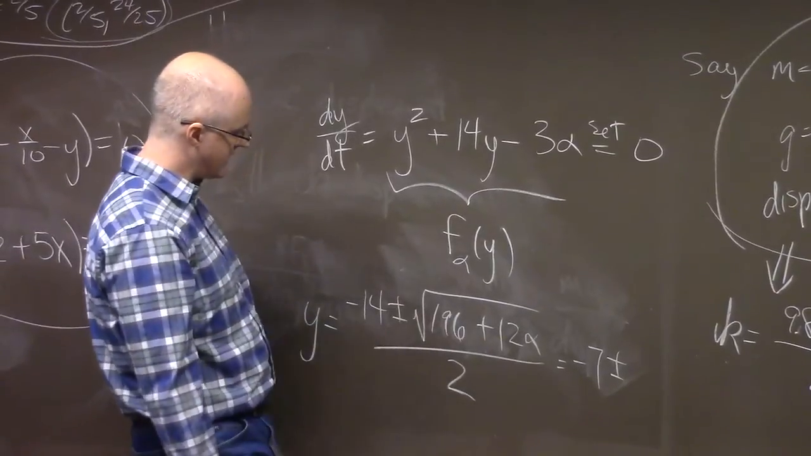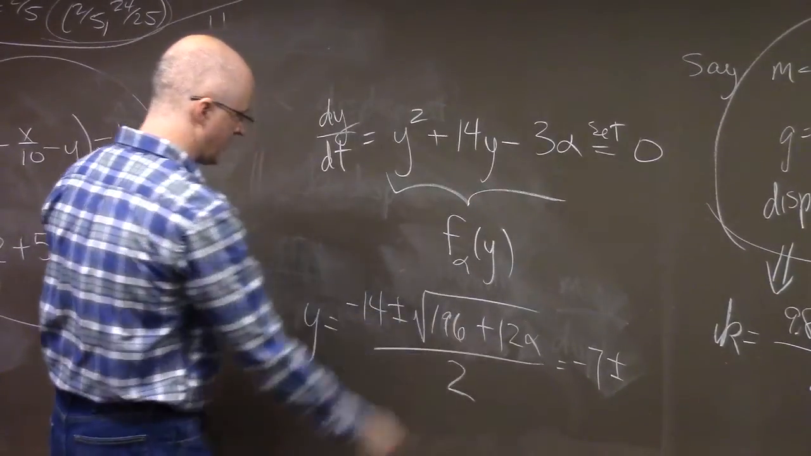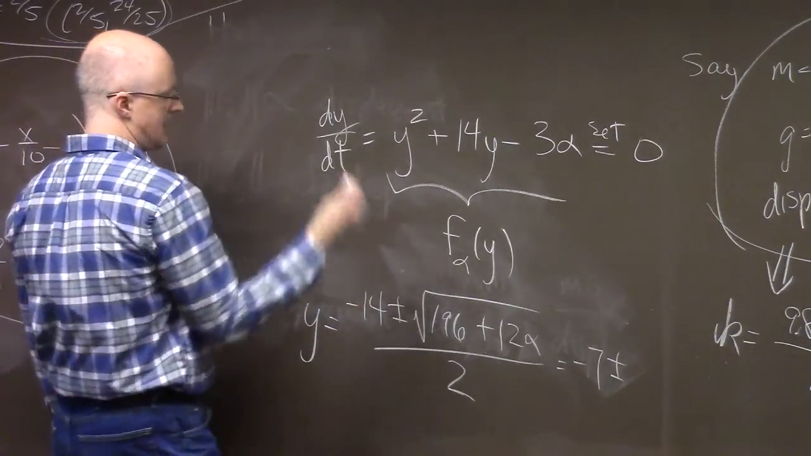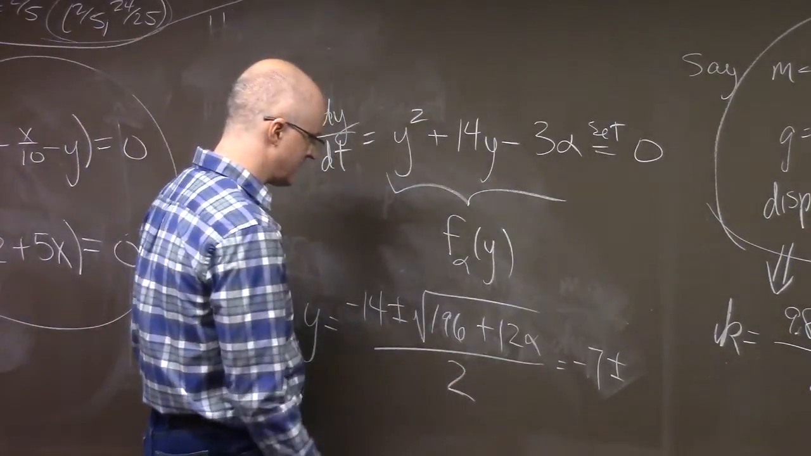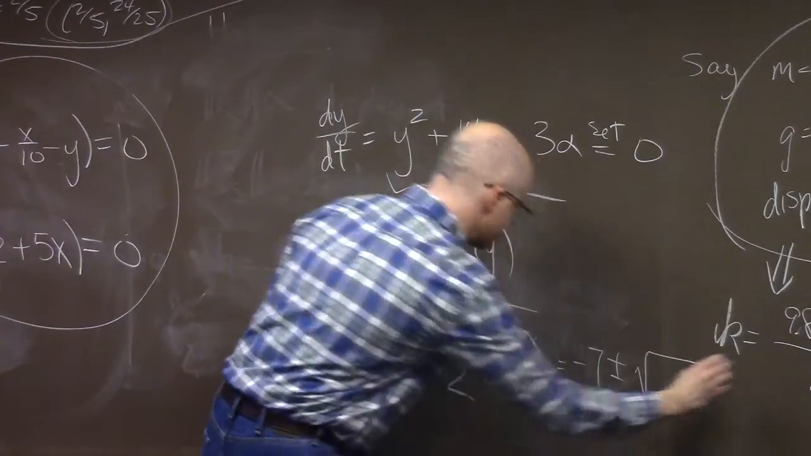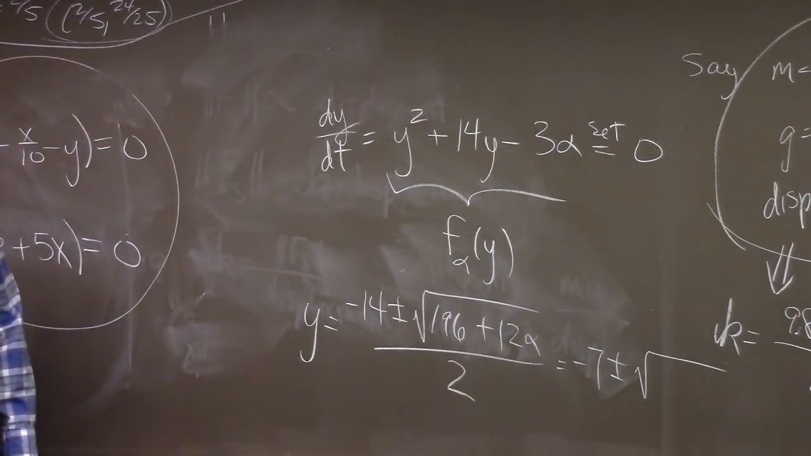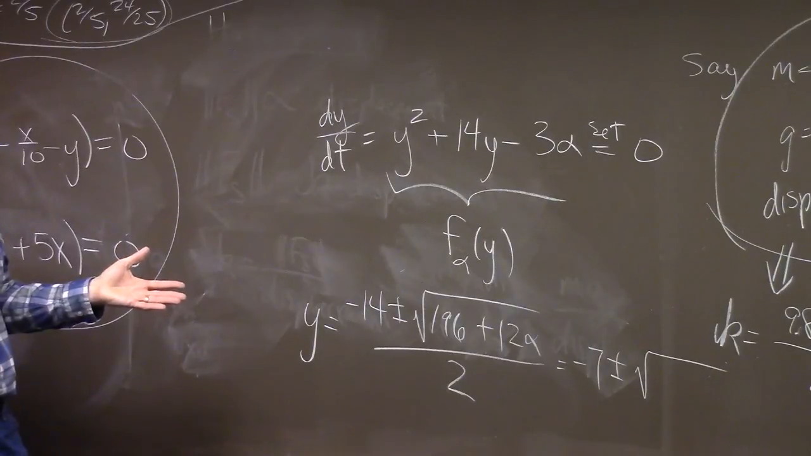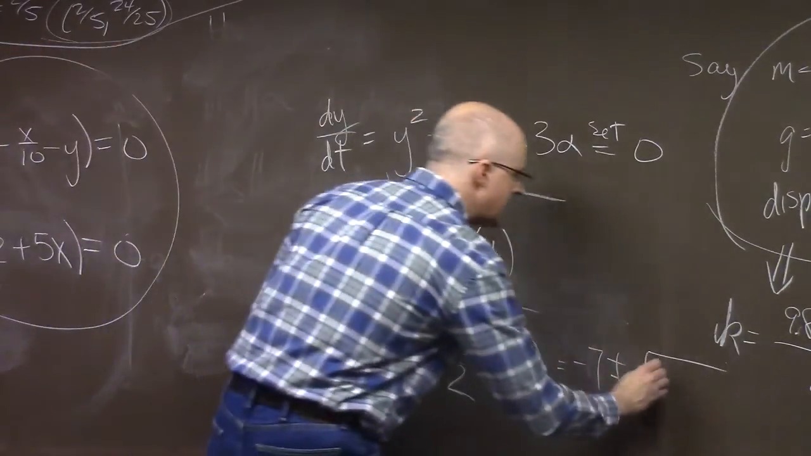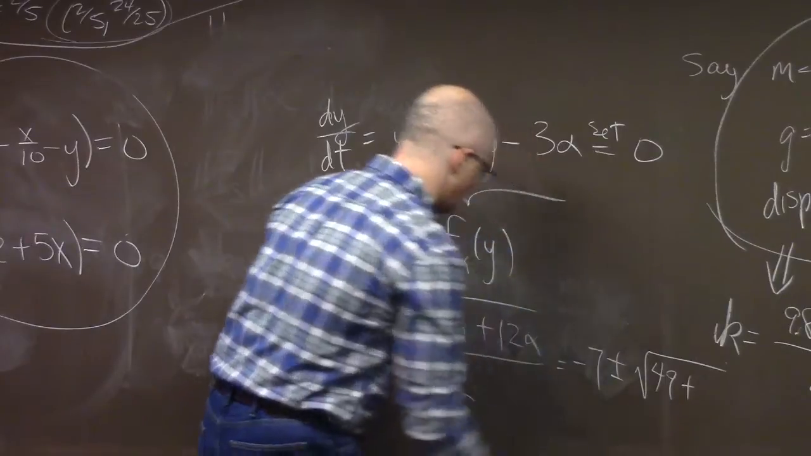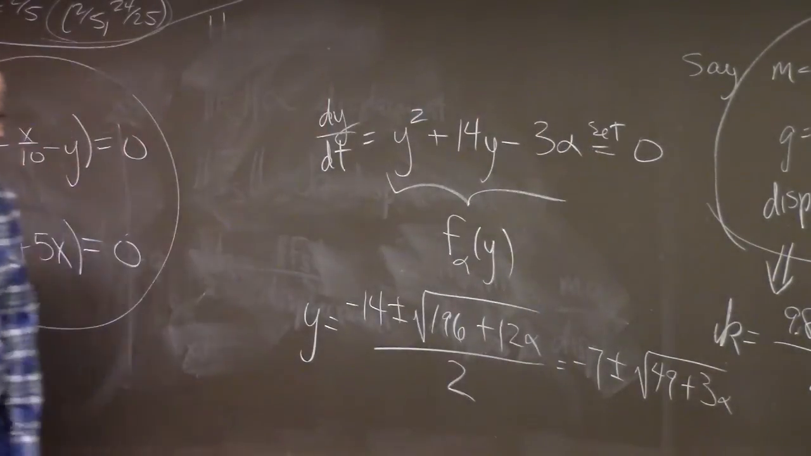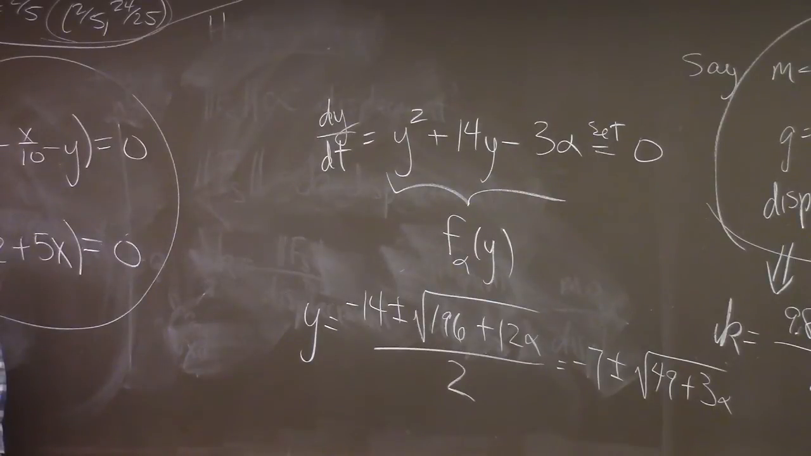You can simplify this a bit. You could factor a 4 out of both of those. Should I bother? And cancel with the 2 on the bottom. I guess I will do that. You should check this on your own. Do it in my head here. 196 divided by 4, that's going to be 49. 12 divided by 4 is 3. I think this is right. Can you do that in your head?